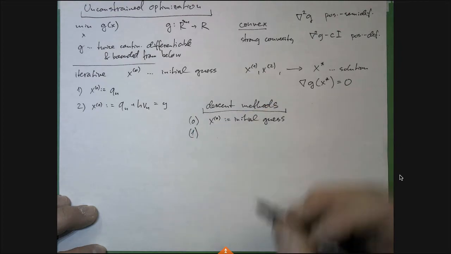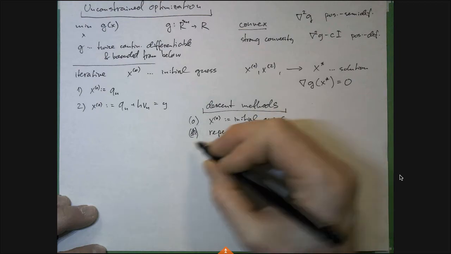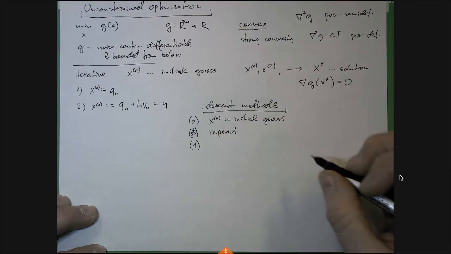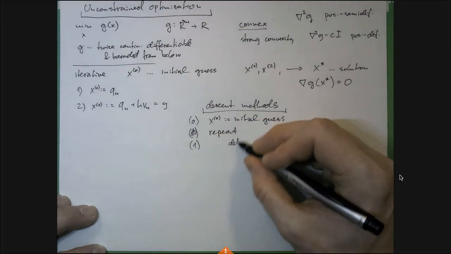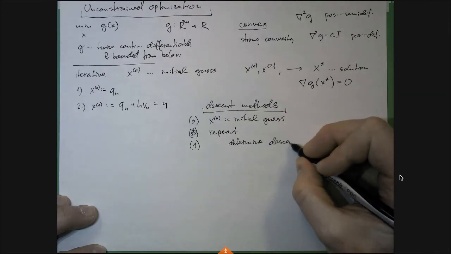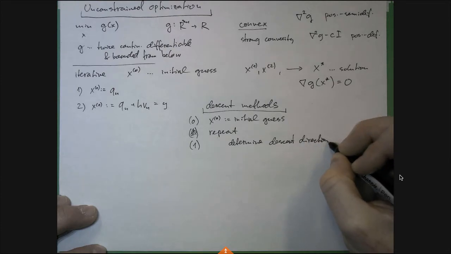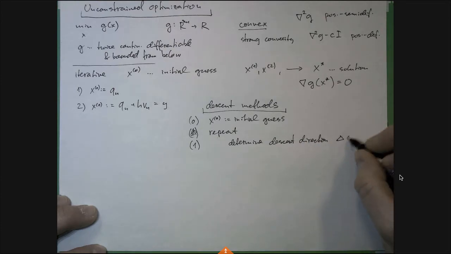Then there would be, I guess, a loop, right? So I can do repeat, and step 1 would be determine descent direction. Let's call it delta x. That's how Steve Boyd likes to.